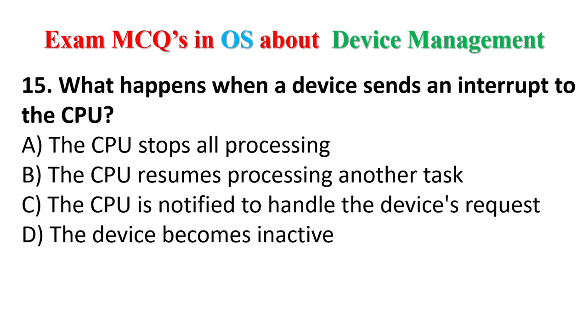Question number 15. What happens when a device sends an interrupt to the CPU? The CPU stops all processing. The CPU resumes processing another disk. The CPU is notified to handle the device request. The device becomes inactive. When the device sends an interrupt, the CPU is notified to handle the device's request.